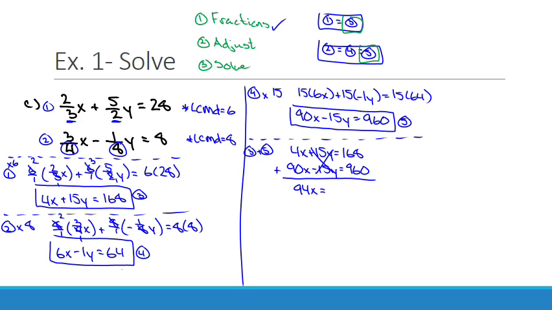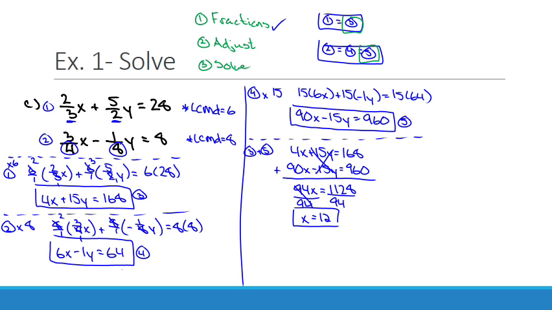94x, 1,128. Divide that by 94. And it works out to a nice even number, 12. So it seems like I found x first in a lot of these examples.